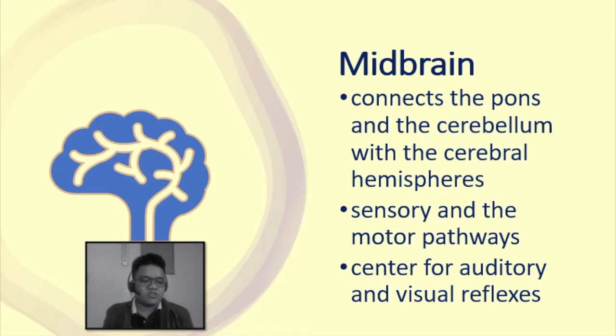What do I mean by sensory and motor pathways? Meaning class, the interpretation of signal from the afferent neurons would pass through first your midbrain before it can proceed to your cerebrum. That is where your sensory and motor pathways are. It is also considered to be the center of your auditory and visual reflexes.